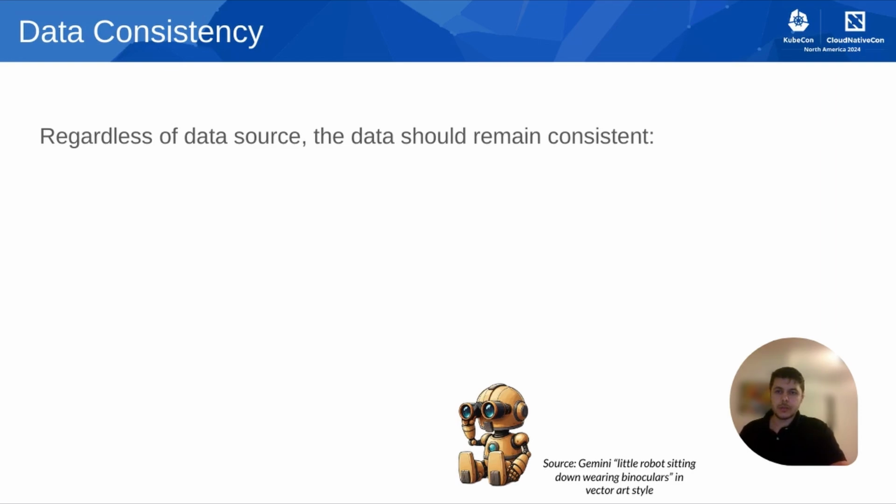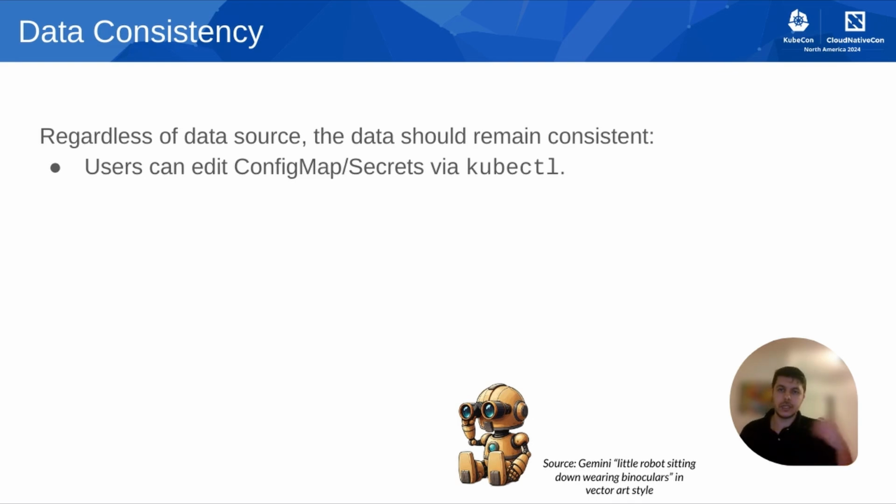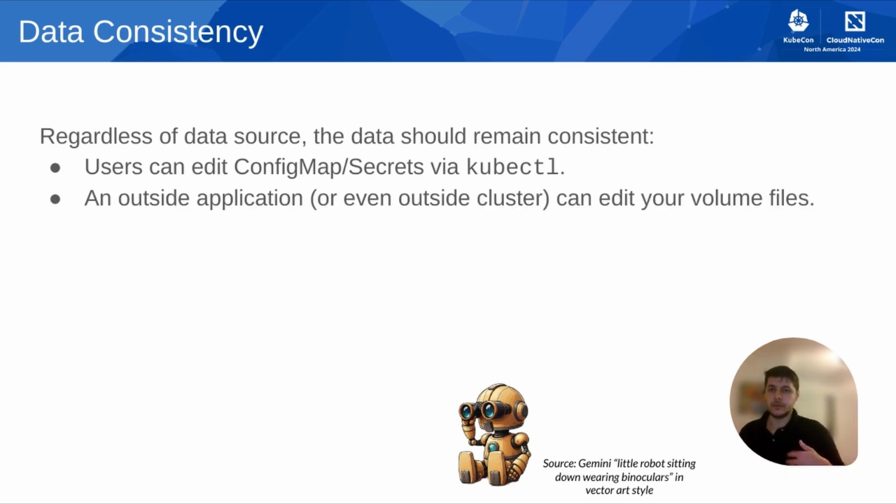There's also this problem of data consistency. So regardless of wherever the data is stored, config maps or disks, the data should remain consistent, right? So if your operator takes your custom resources, converts it to a config map, the problem is anybody can go and edit that config map. So you have to have a way of preventing that, right?